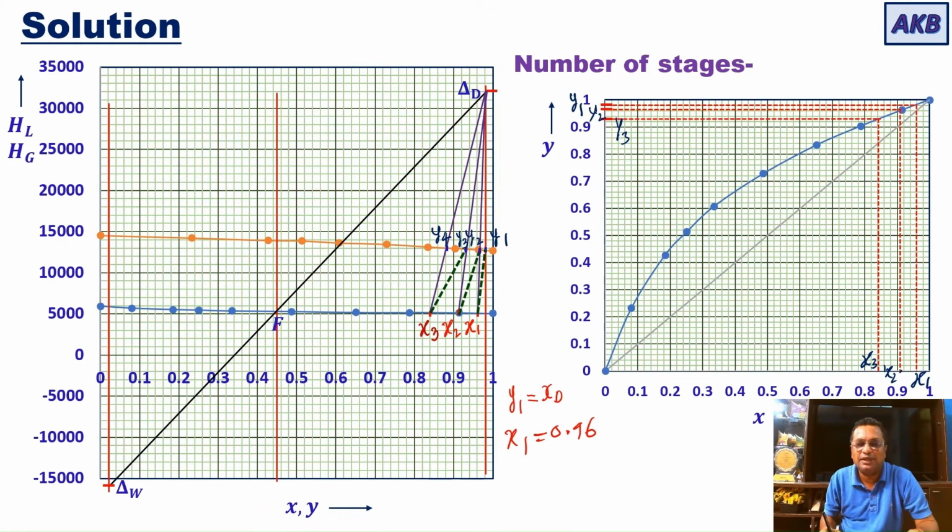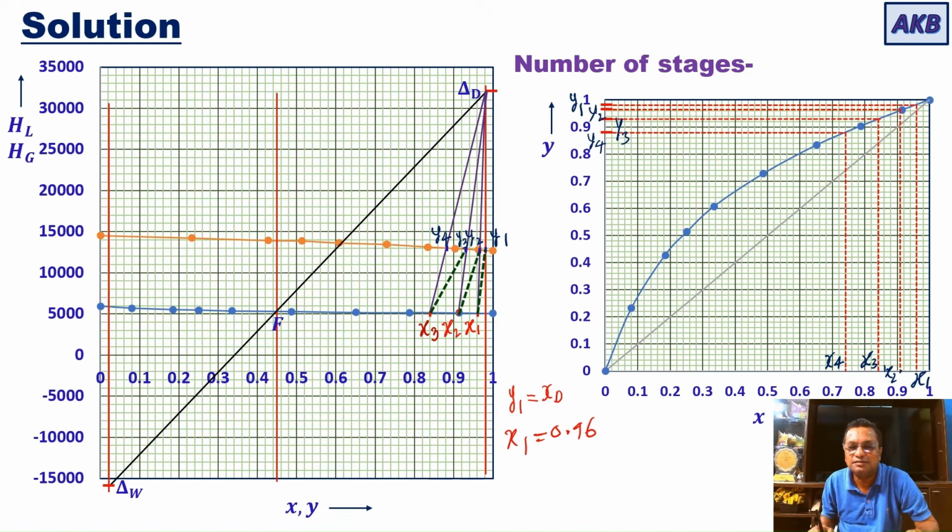Now you can tell me, I'm sure about that. So I'll read Y4. Y4 in this case is, you can check, 0.88. I will come back to the distribution diagram, locate Y4 over here, and get the X value that is in equilibrium with Y4, which I'm calling X4.